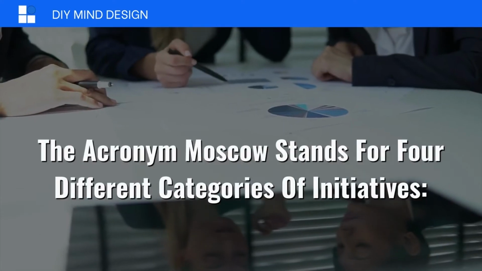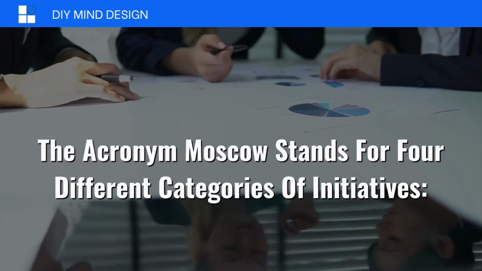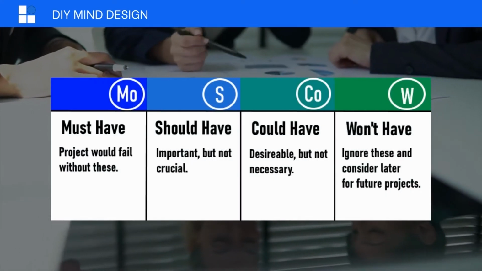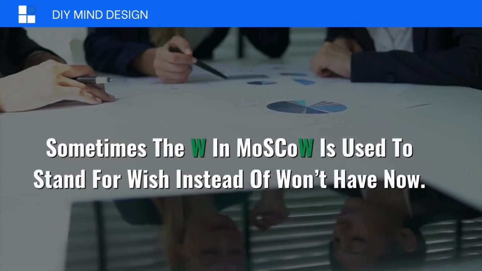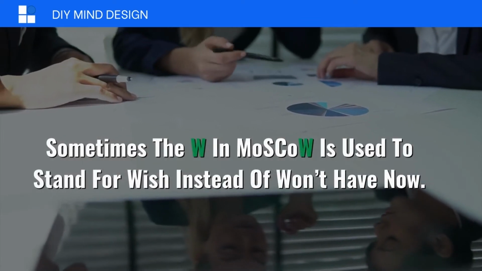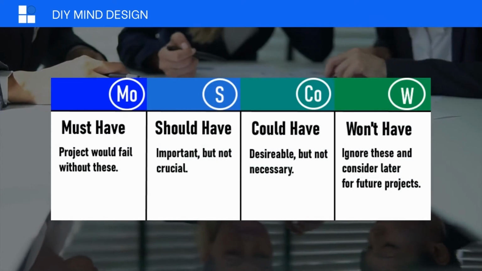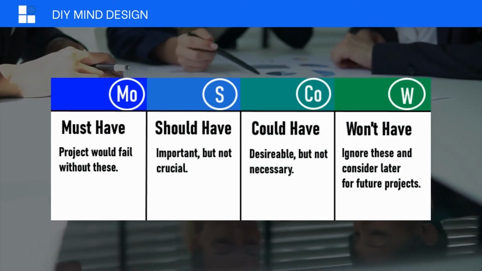The acronym Moscow stands for 4 different categories of initiatives. Must have, should have, could have, and will not have at this time, or won't have. Sometimes the W in Moscow is used to stand for wish instead of won't have now. Let's break each of them down and see what each one means.